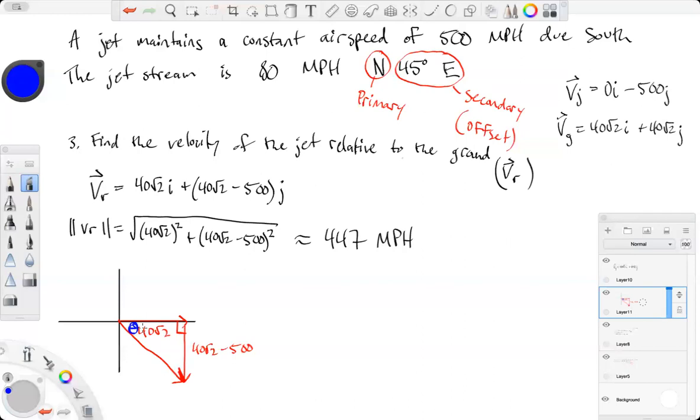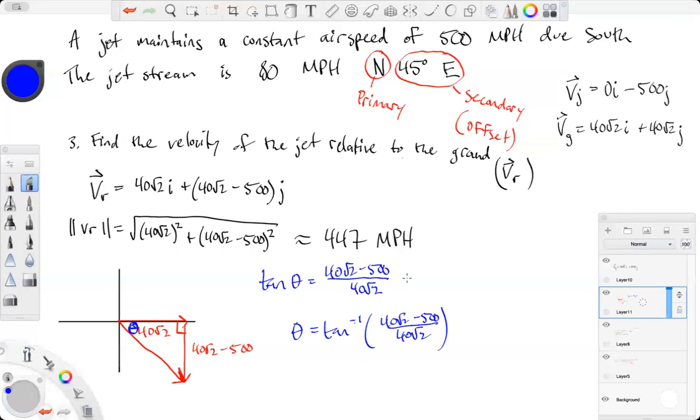So how do we solve this? Well, we're going to just use a tangent function, because we have an opposite side and an adjacent side. So we can say the tangent of theta equals 40 root 2 minus 500, the opposite side, divided by the adjacent side, 40 root 2. Again, we want to be careful of order of operations here. Do 40 root 2 minus 500, get an answer, get 40 root 2, an answer, divide those two to simplify. Then we take the inverse tangent of that result. So theta is equal to the inverse tangent of 40 root 2 minus 500 all over 40 root 2.